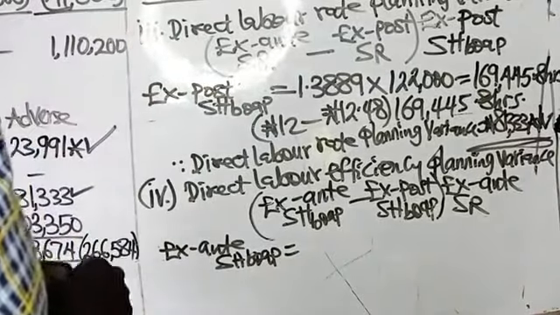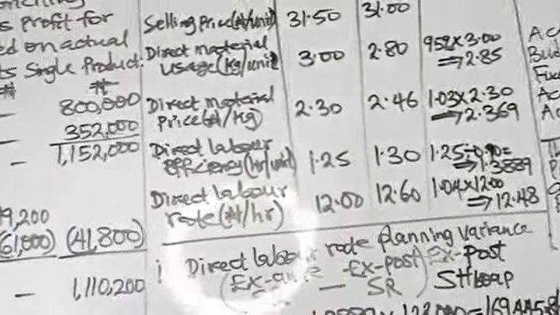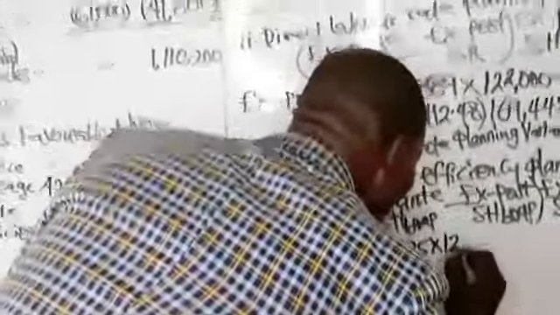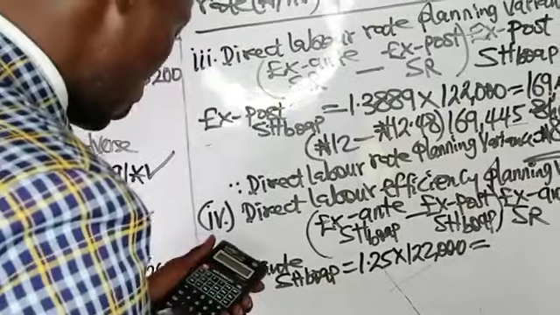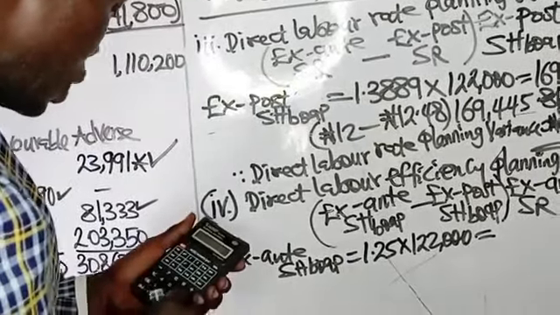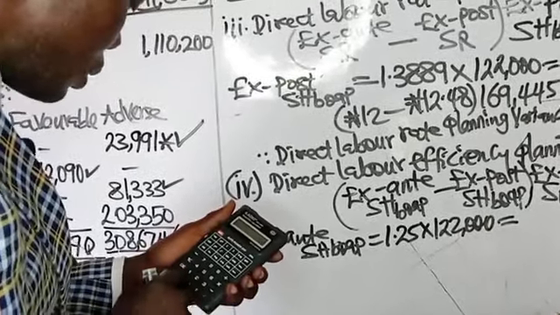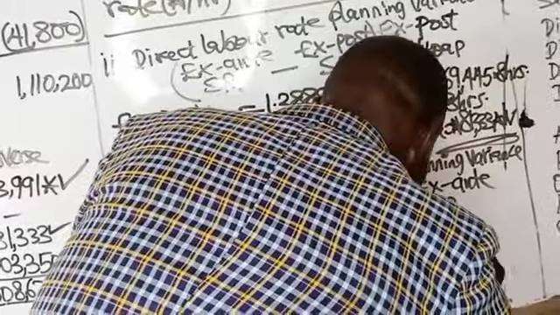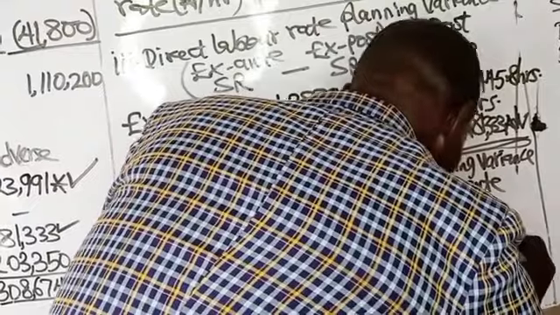So what is our S and T standard hour? 1.25. Our production is taken to be 122,000, which is units sold. I've told you why units sold is assumed to be the same as units produced. They are assumed to be the same since we are not given production and we are not given inventory, anything that is left in inventory. So 152,500.